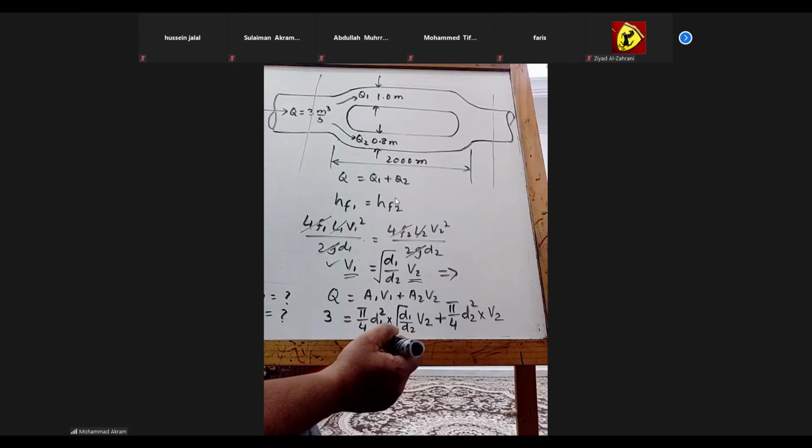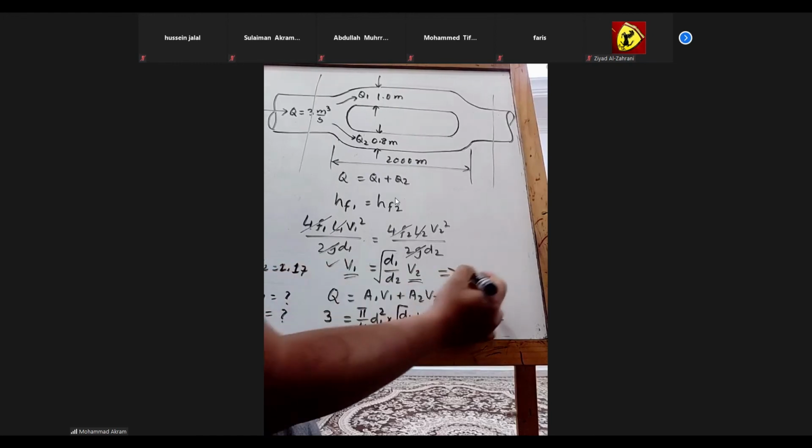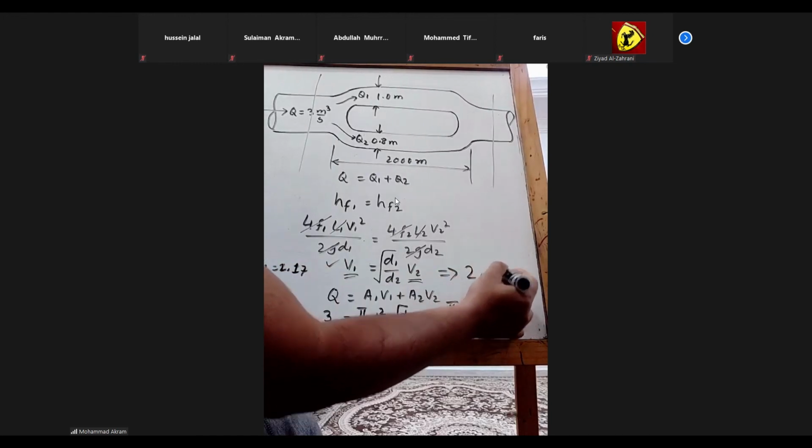You are reading mathematics in Arabic, from right. Yeah, 2.17. Okay, so V2 is coming 2.17 and V1 will come 2.47, I think.